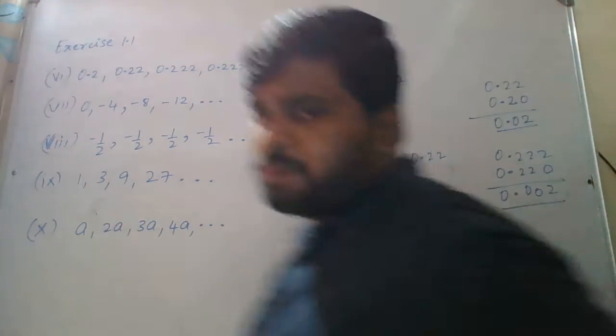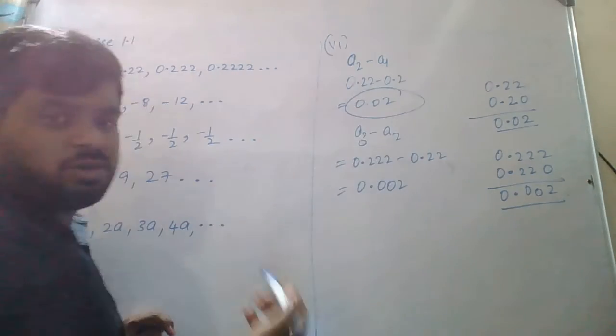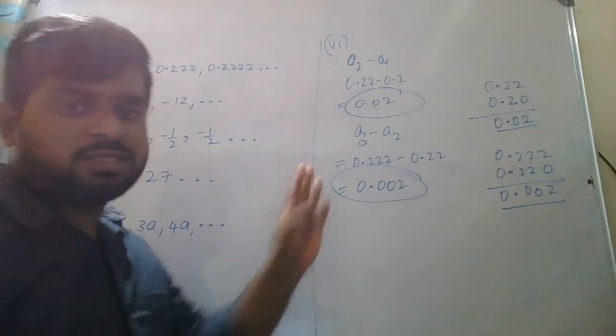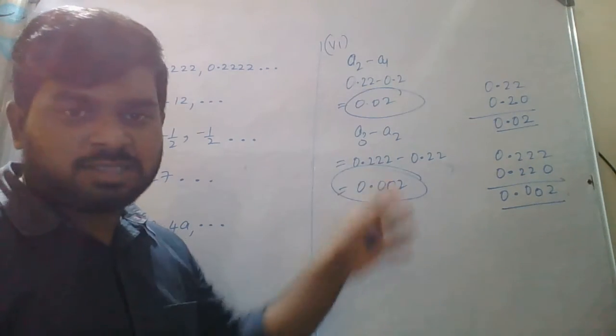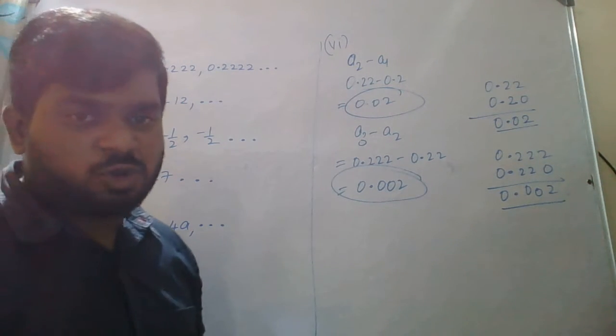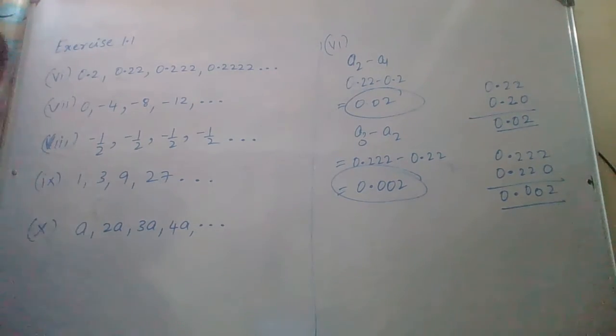Here itself you can stop. You need not find the next one because here you got the answer as 0.02, but here you are getting the answer as 0.002. Here itself we can stop because you are not getting the same answer, right? If you are not getting the same answer, this is not an AP. Since there is no common difference, this is not an AP. Okay, let's come to the next one.